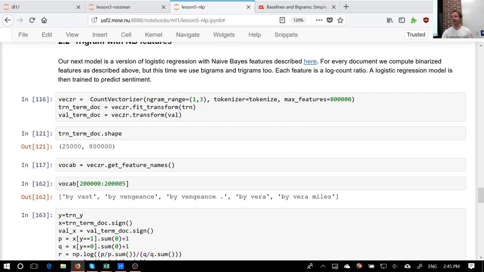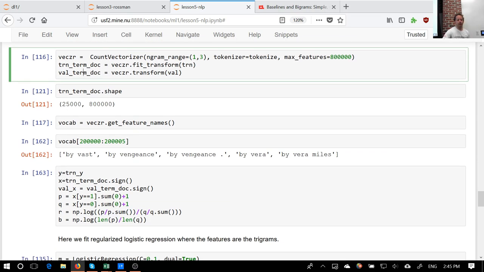And then we took that a step further by saying, given we can do that with regularization, let's create lots more features by adding bigrams and trigrams. Bigrams like by vast and by vengeance, and trigrams like by vengeance full stop and by Vera Miles. Just to keep things a little faster, we limited it to 800,000 features, but even with the full 70 million features, it works just as well, and it's not a hell of a lot slower. So we created a term document matrix, again, using the full set of n-grams for the training set and the validation set.